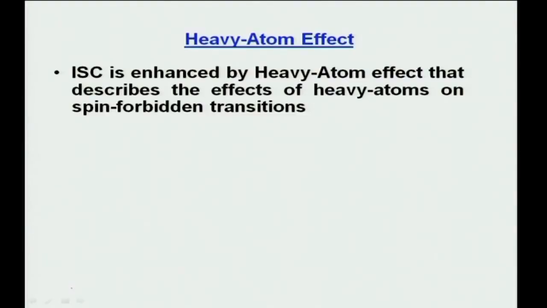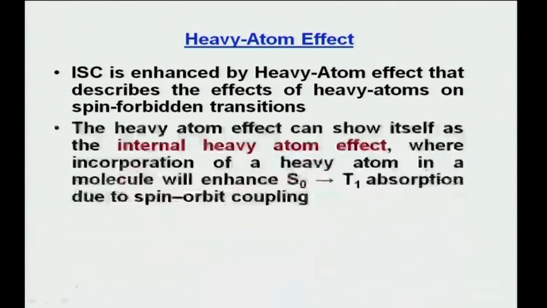So inter-system crossing is enhanced by the heavy atom effect, which describes the effects of heavy atoms on spin forbidden transitions. The heavy atom effect can show itself as the internal heavy atom effect, where the incorporation of a heavy atom in a molecule will enhance the S0 to T1 absorption due to spin orbit coupling. So that means it goes from S0 to S1 and then it goes to T1. That is why it is S0 to T1 absorption.